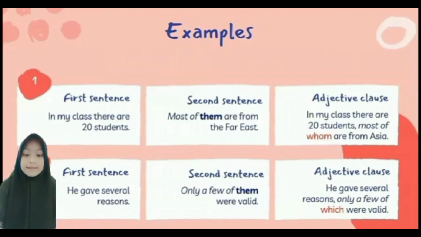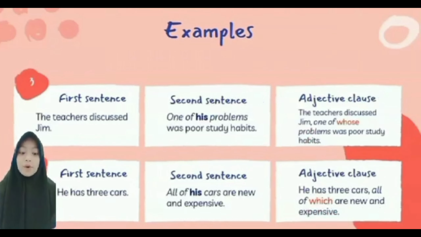He gave several reasons. The focus is on reasons. The noun "reasons" is an object. The second sentence: only a few of them were valid. So the adjective clause is: He gave several reasons, only a few of which were valid. The third example: the teachers discussed Jim. One of his problems was poor study habits. We talk about the problem that he has. So the adjective clause is: the teachers discussed Jim, one of whose problems was poor study habits. We use whose because it is the problem of Jim.